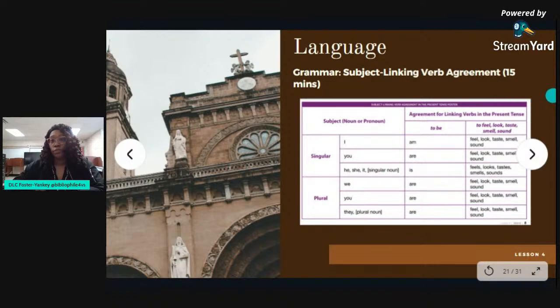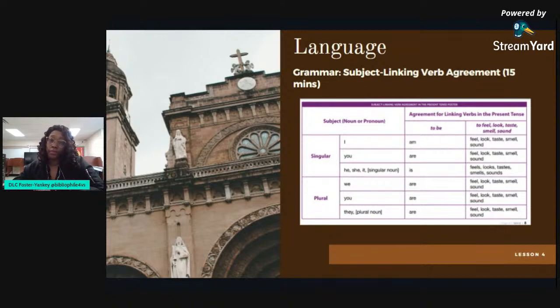Next, the teacher is going to direct students' attention to the subject linking verb agreement in the present tense poster and invite students to give examples of singular and plural nouns, preferably examples from this unit's content. And the teacher will be writing their examples on the board or on chart paper. Then the teacher is going to review the correct verb form for singular and plural nouns and pronouns.